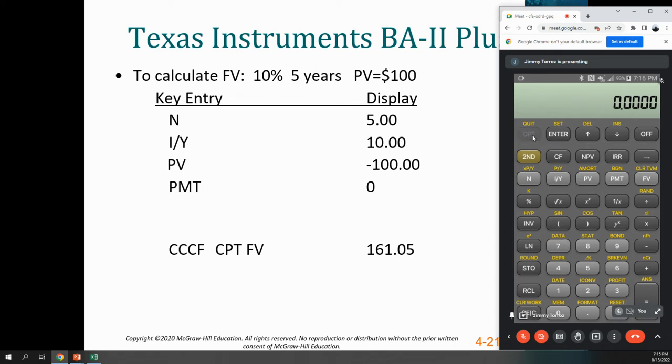By the way, that should have worked even when I did have the PMT. So 0, PMT, enter, compute, future value. There we go. It was $161.05.